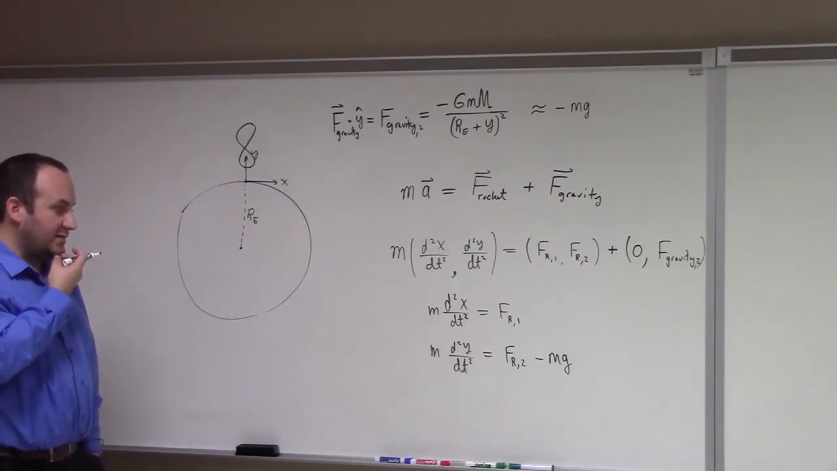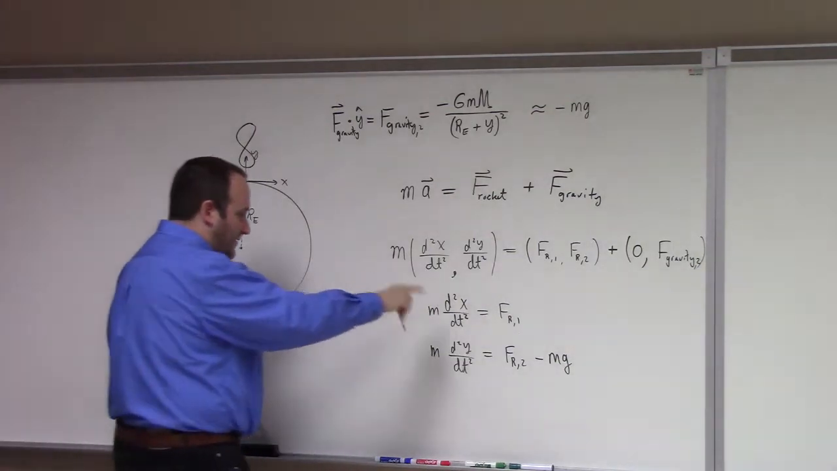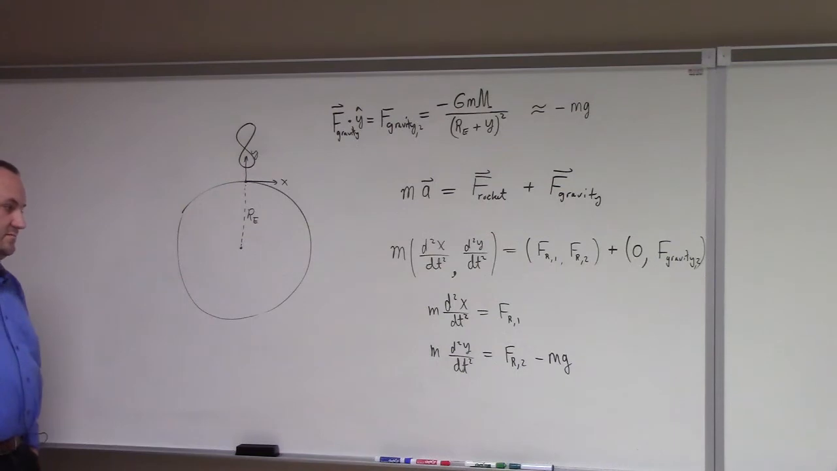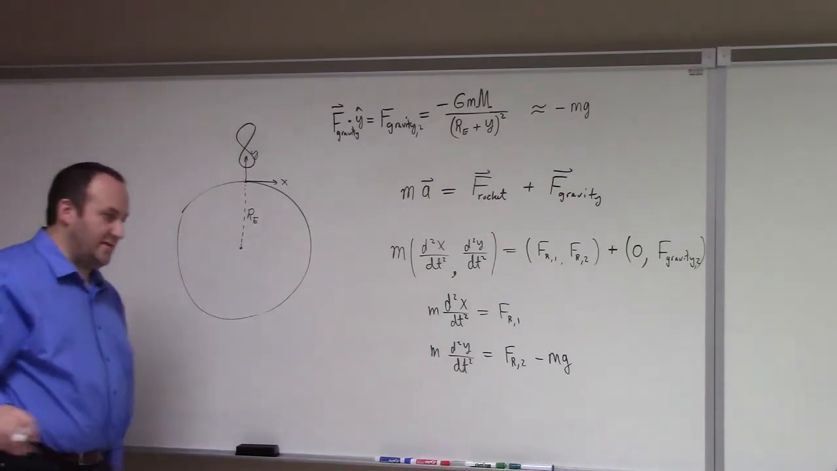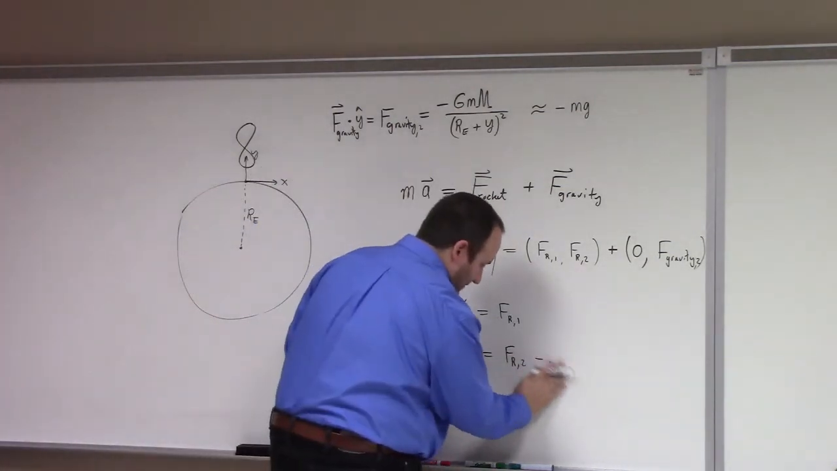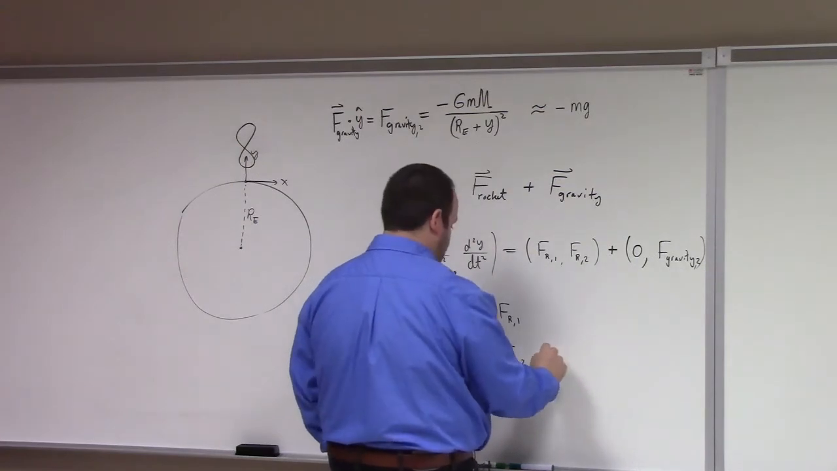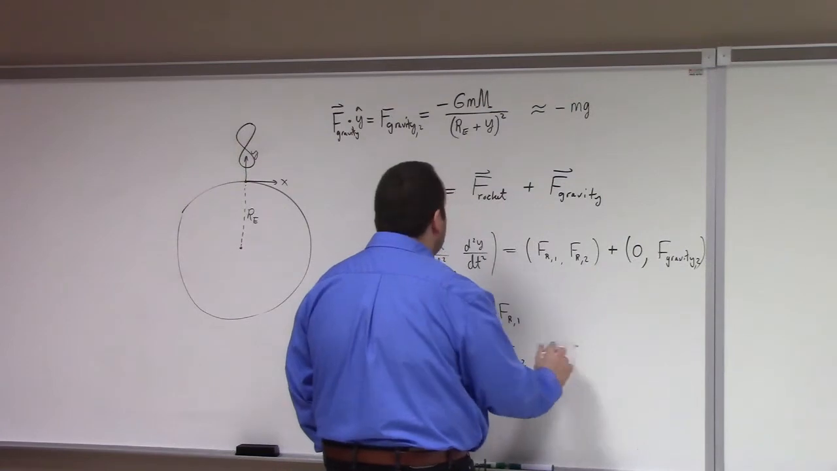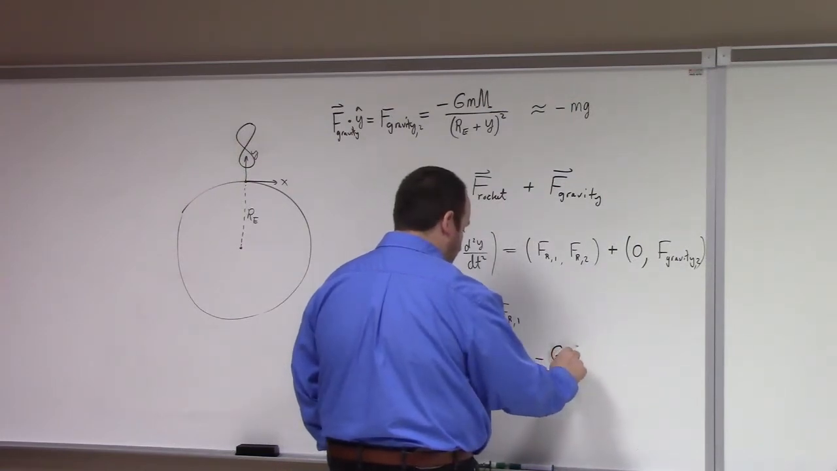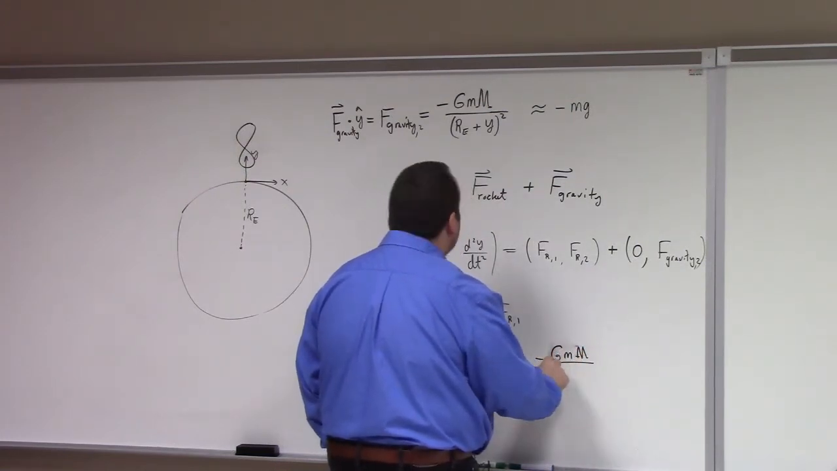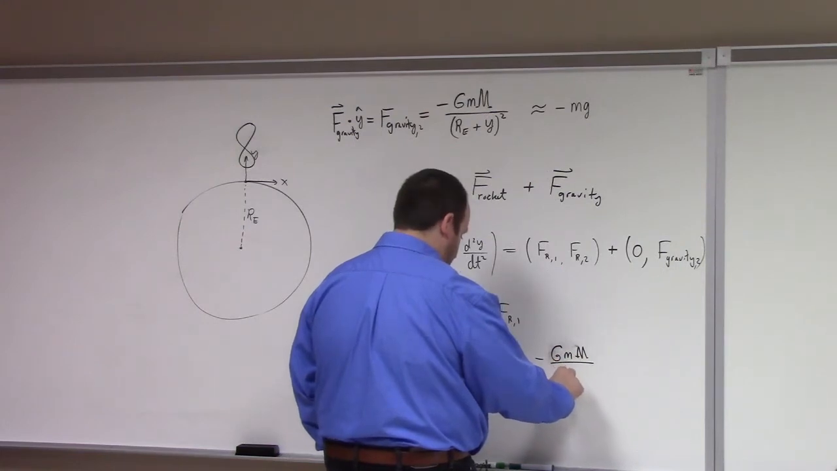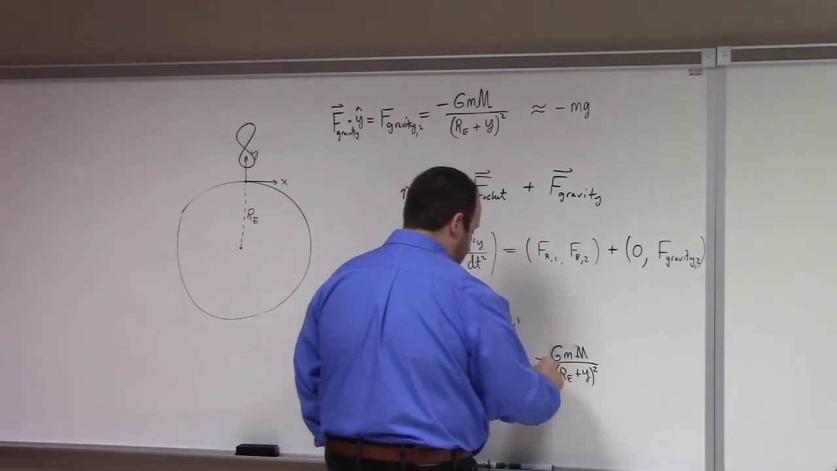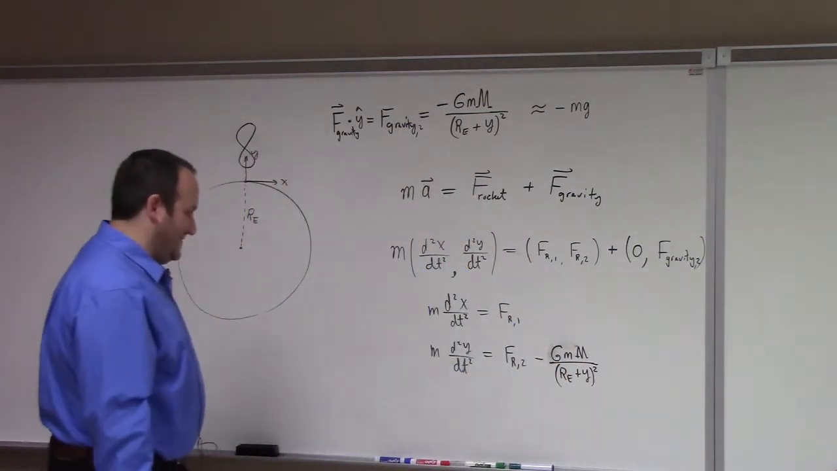But of course your F_R1 and F_R2 are somewhat complicated functions of time. But yeah, you could attempt to solve this. Of course, the more interesting one would be, instead of that, minus G M, big M, over the radius of the Earth plus y, squared. You could do that. You could try to solve that.